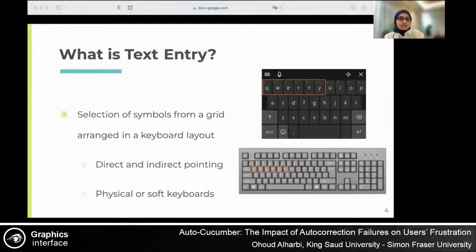Text entry is a selection of symbols from a keyboard layout, typically arranged in a grid. The most well-known example is the QWERTY layout, named after the first 6 characters on the top row of letter keys, as you see in the 2 images. Key selection techniques range from direct pointing using a single or multiple fingers to indirect pointing from a distance or through a control device.